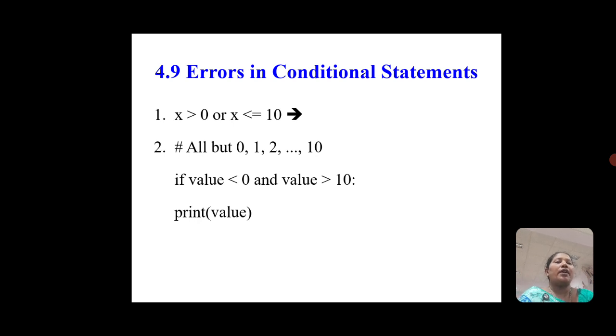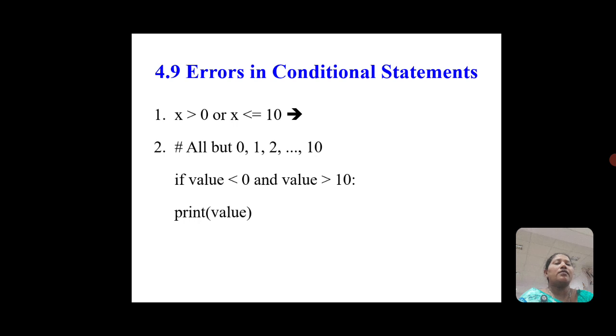For example, my value is 7. 7 is greater than 0. Okay, and what you are checking in the x value, 7 is less than or equal to 10. So both the conditions are true here. Assume you are using and there instead of or. If 7 is greater than 0, it will check the second condition, and 7 is less than or equal to 10. Both the conditions are satisfied, so it will print the value.